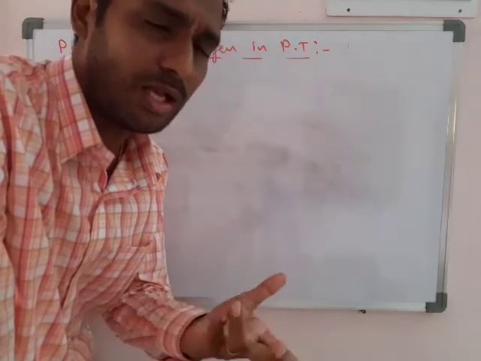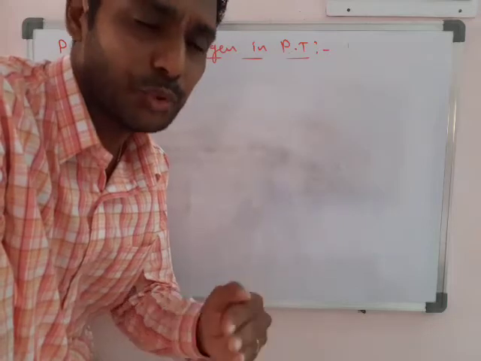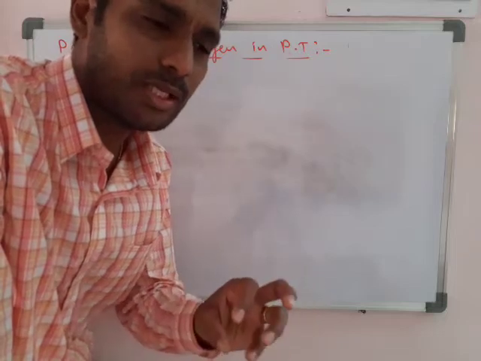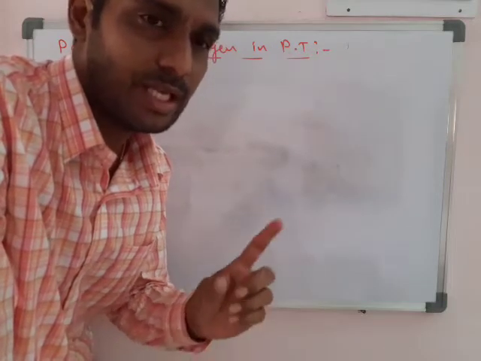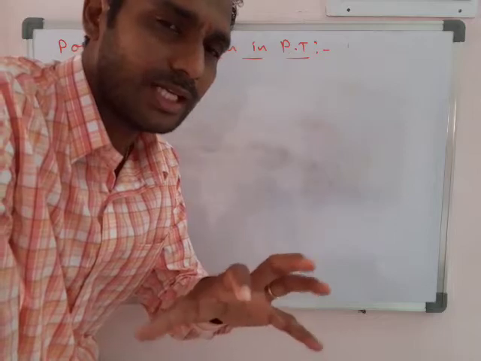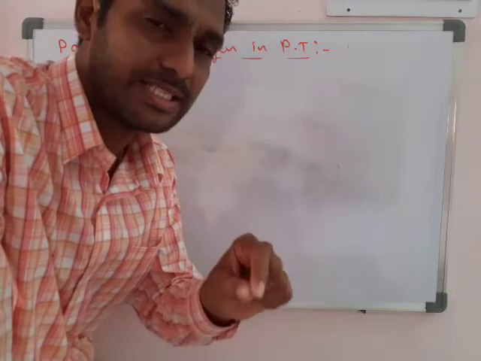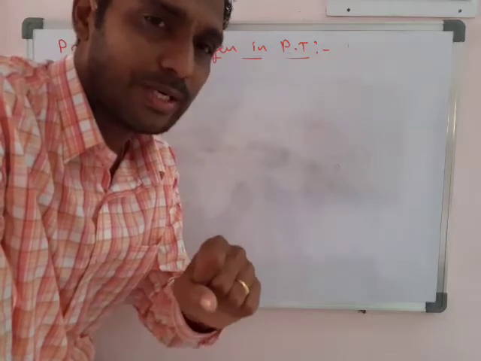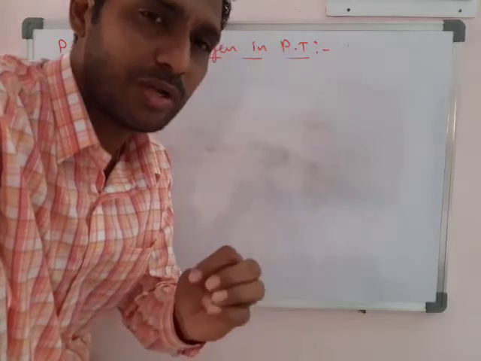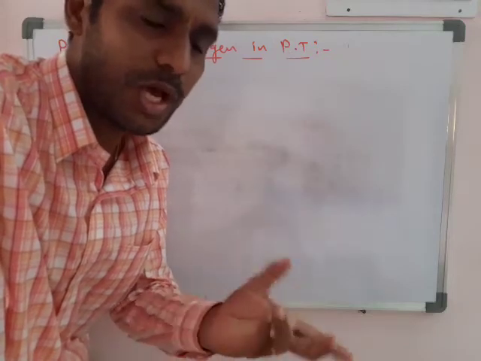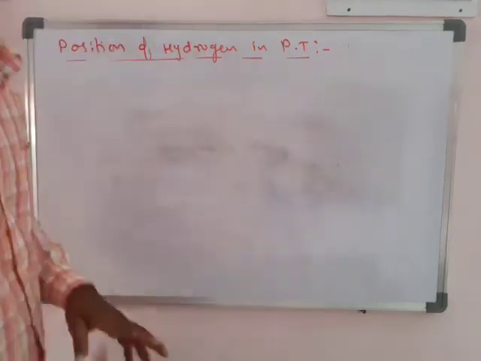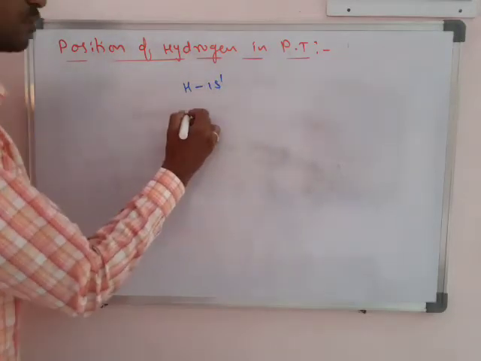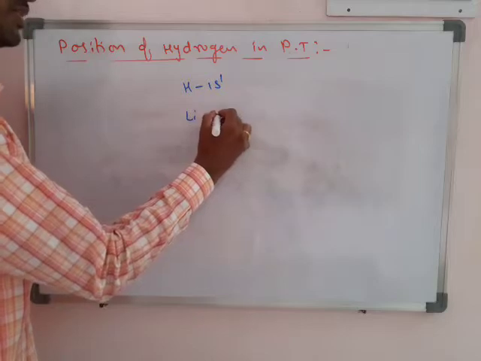This is due to its characters. Okay, because if you see the configuration, it is correct to place it in the 1A group. Already in the S block elements we discussed that the general configuration of 1A group elements is ns1. So hydrogen is also having 1s1. First we discuss the whole topic, then we write it. Hydrogen configuration 1s1.